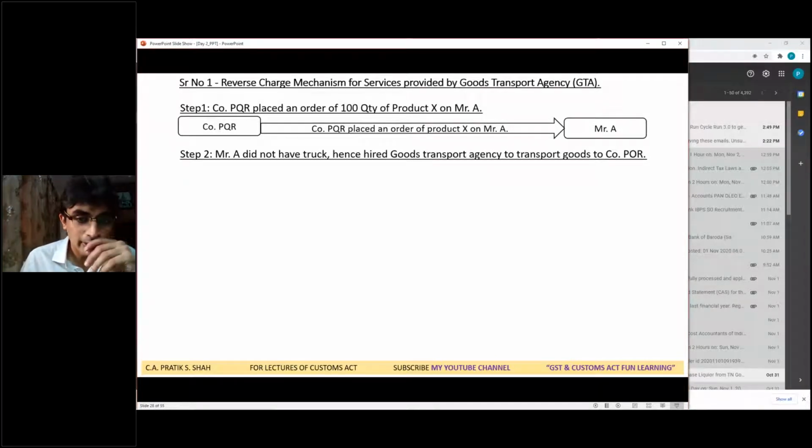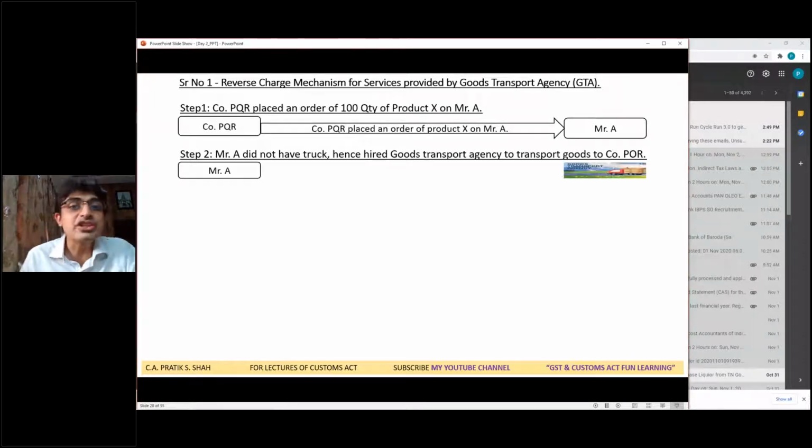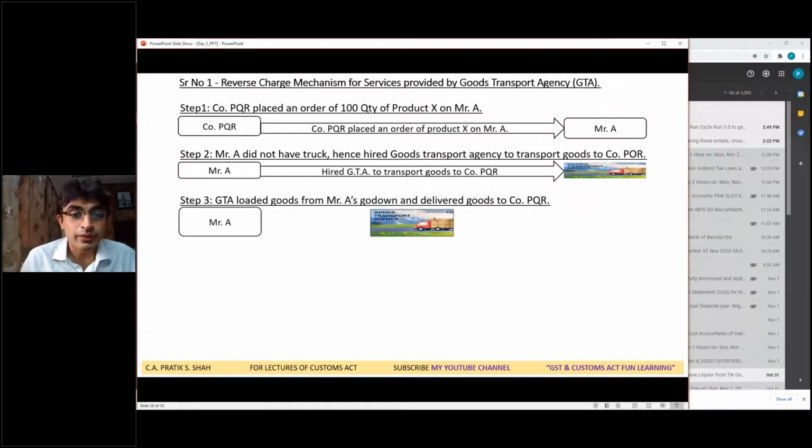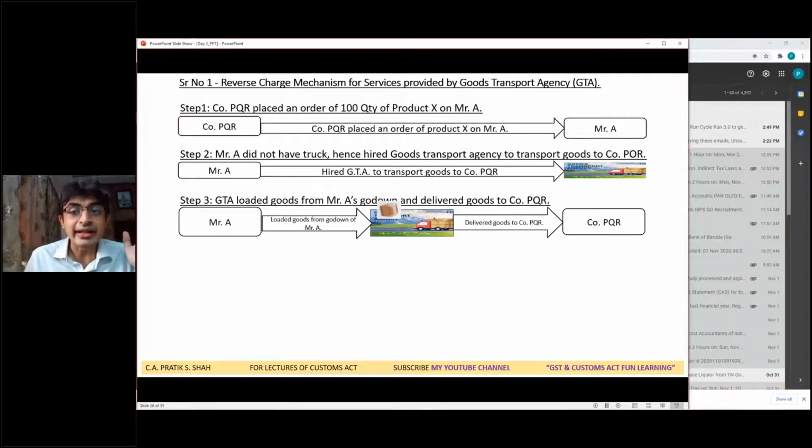Now you don't have a truck, Mr. A. So what do you do? You hire a GTA, Goods Transport Agency, to transport goods to me. That GTA will transport the goods to me. So the GTA came to your godown, loaded the goods in his truck and delivered the goods to me. The goods came to me. Okay, I got my goods.